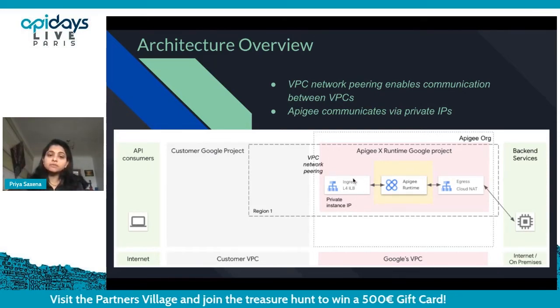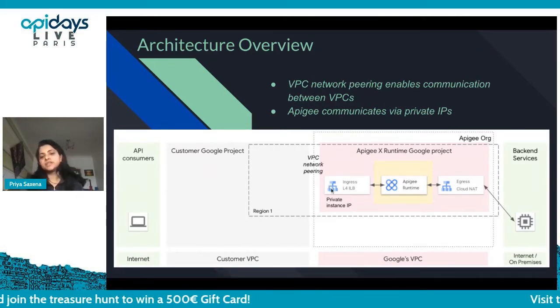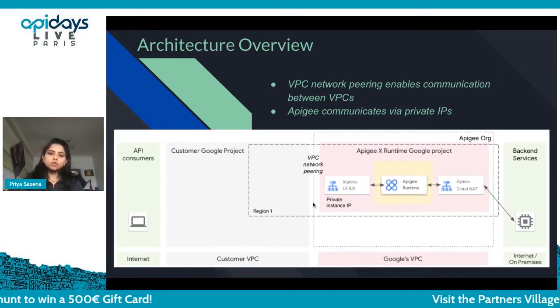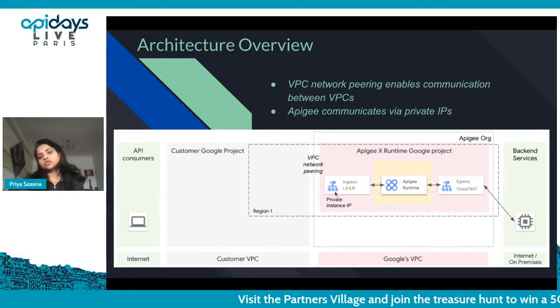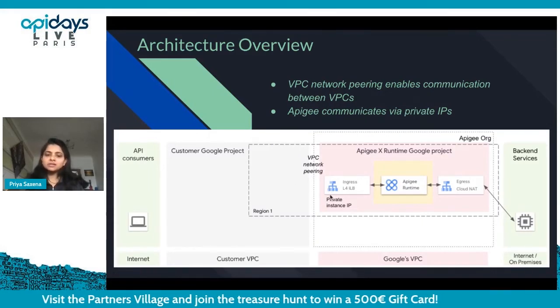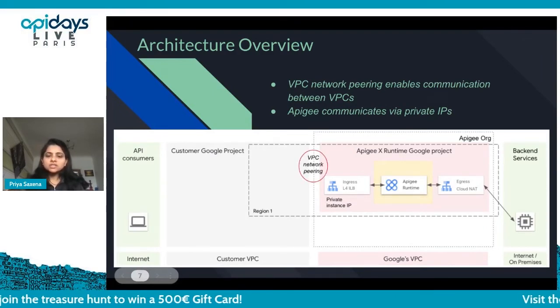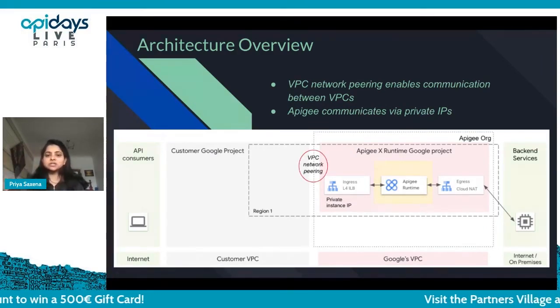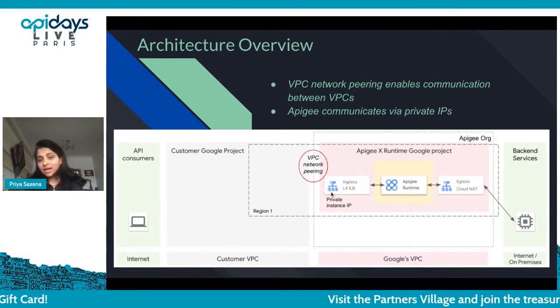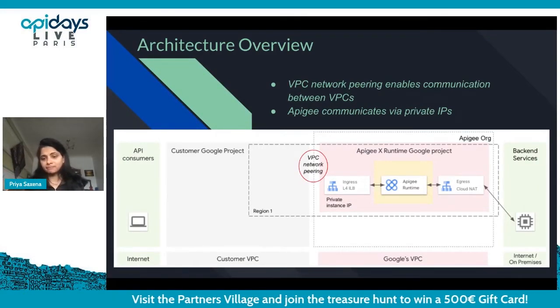So internal to the runtime, we say that we want to expose it only through a peered network. There is a concept in Google Cloud called network peering. This enables this network to talk to the resources on the Apigee X runtime project. So there is a VPC peering, and let's assume it's in one region right now. The peering will access it internally, so no one from outside can actually access your API management instances directly.